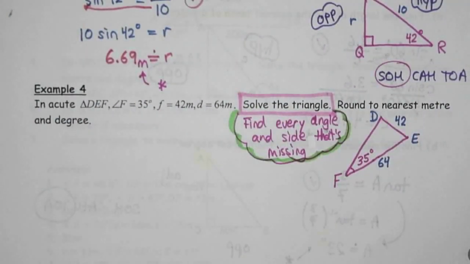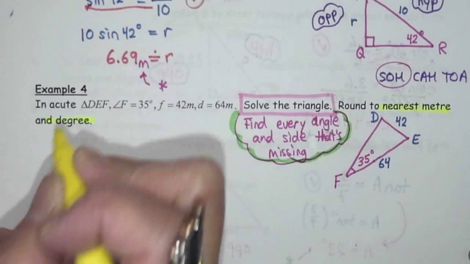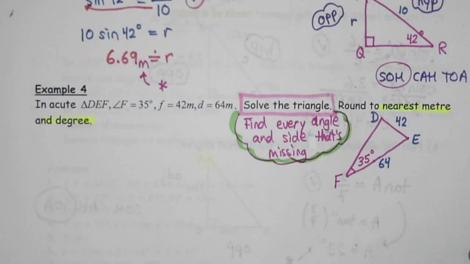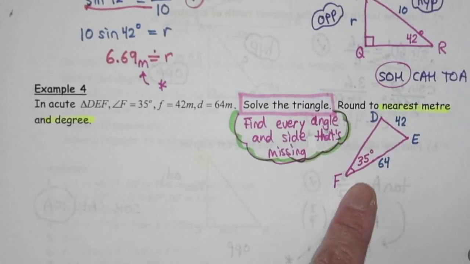for this one here. And we've got this. Round to the nearest meter and degree, nearest degree. Okay, so always read that stuff. And we need to know if we're going to use sine law or cosine law. So first of all, no SOHCAHTOA.